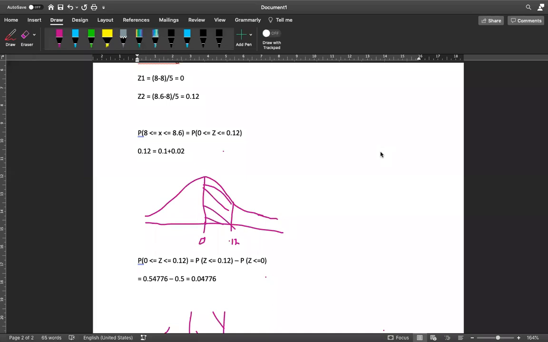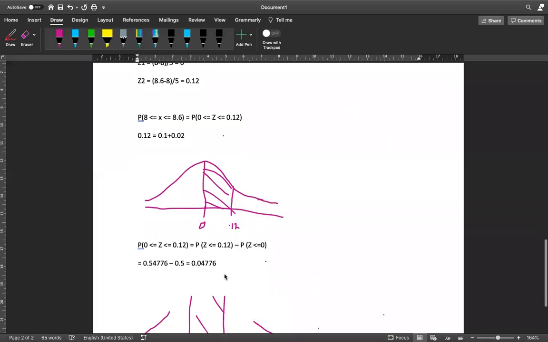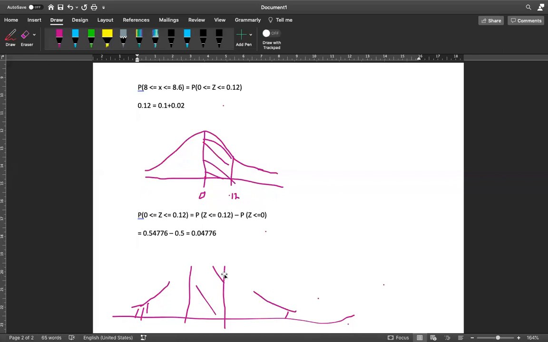Please, I wanted to know why it subtracted the 0.5 from the probability, where it intersects. Oh, I think we've already answered this. What I was saying was that because I was looking for figures that lie between 0 and 0.12, I have to evaluate the probability up to 0, which gave us 0.5. Then I have to evaluate that up to 0.12 and take the difference. So this probability was 0.54776. That corresponds to this, and then the 0.5 corresponds to the fact that z is less than or equal to 0. I think that's what we said.